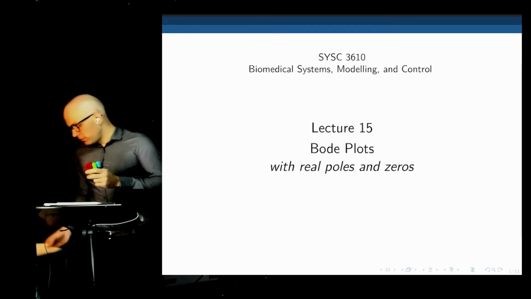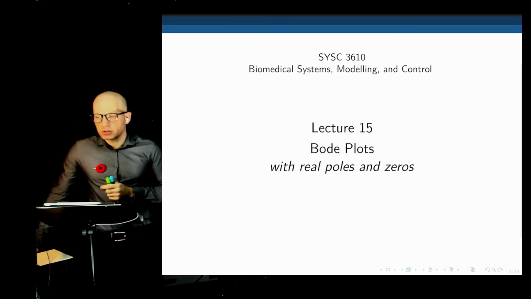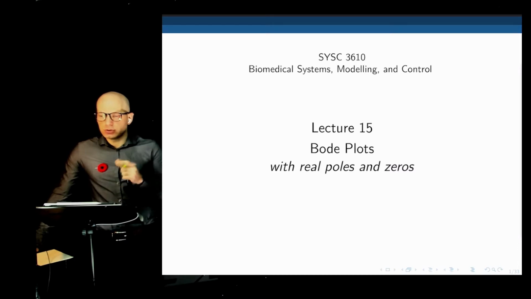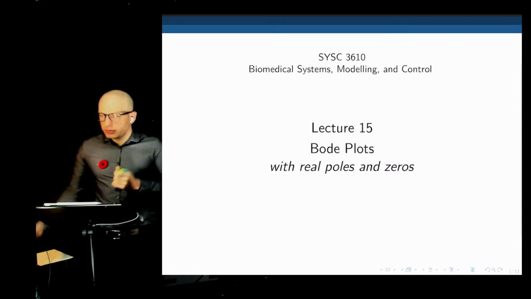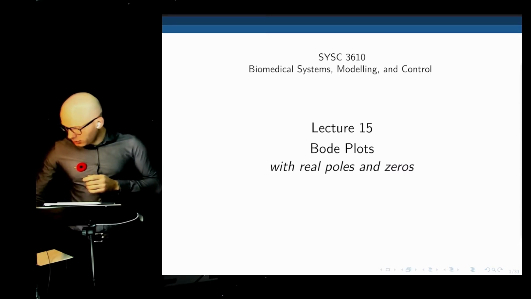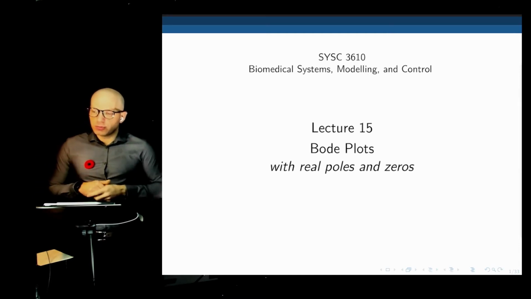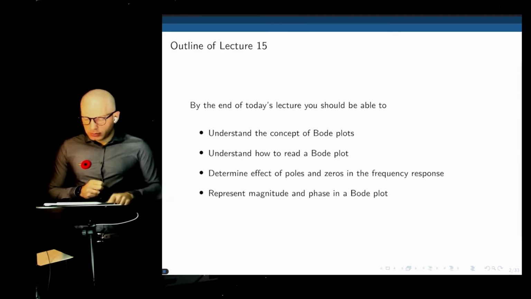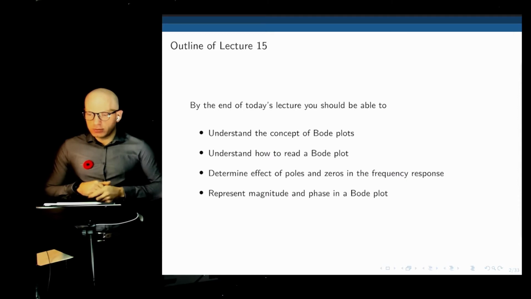From experience, I think that this is one of the topics that students struggle with the most, so you might require a bit of extra practice to really grasp the content. Today we're going to look at real poles and real zeros, and then in lecture 16, we're going to include complex poles and zeros and the concept of resonance frequencies. So let's get started with the simpler version of a Bode plot, that is, Bode plots for transfer functions with real poles and zeros only. Today, the objective is to understand the concept of a Bode plot, how to read one, how to draw one, and represent the magnitude and phase of a transfer function in a Bode plot.